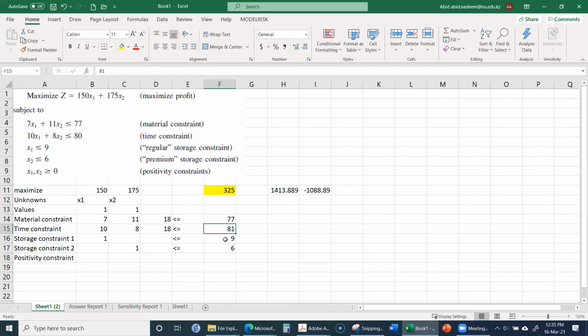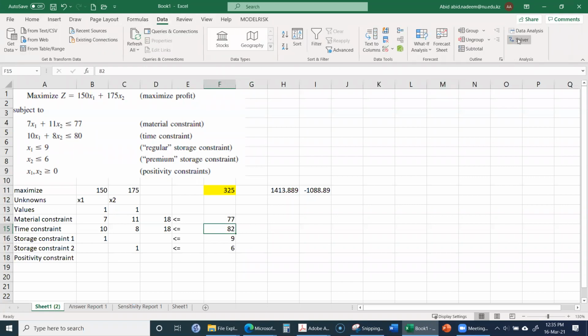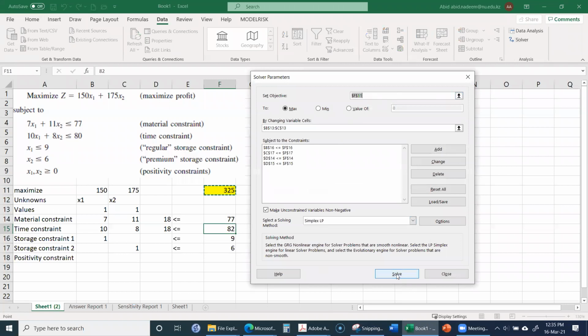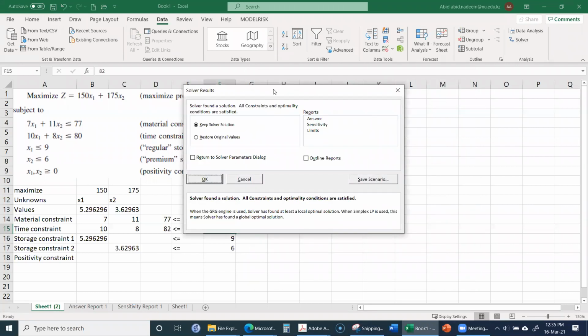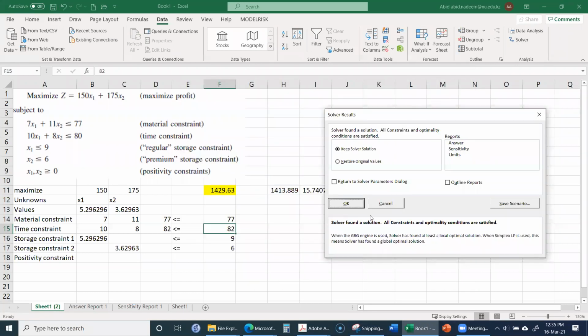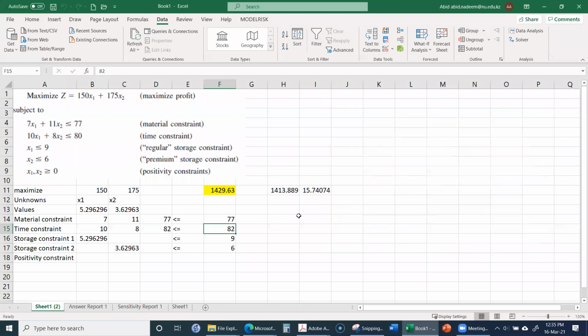Yes. Okay, we can increase to 82. So 82. Okay, so then Data, Solver, and Solve. And we obtained this switch. So we got 1429. So that is okay. So this 1429, so what is the difference now?